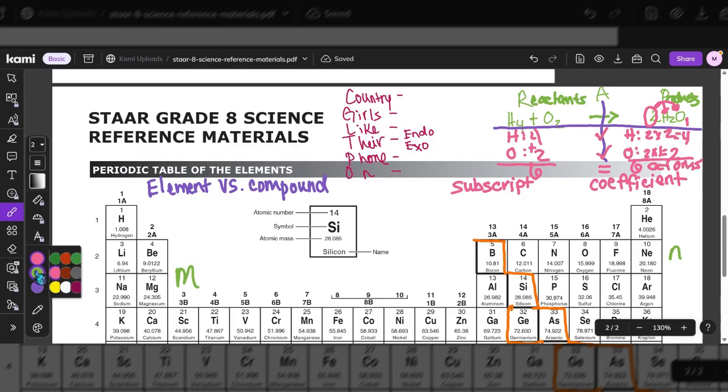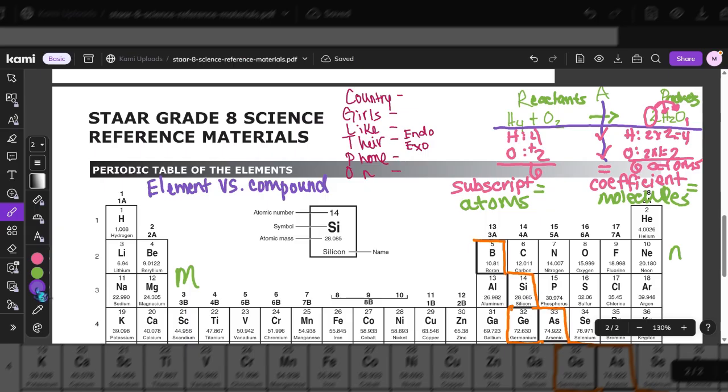Remember your coefficient? It gives you the number of molecules. So right here, we're going to write the word molecules. Subscripts give you the number of atoms. That brings us to this: if we have a chemical formula, that means that there is a chemical reaction.